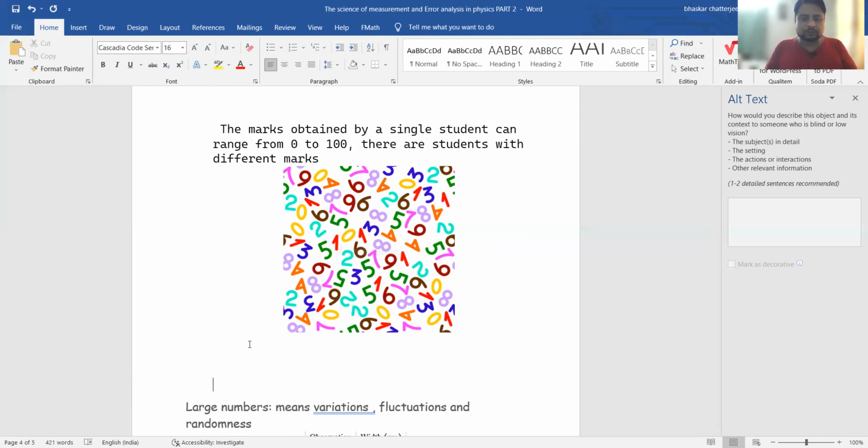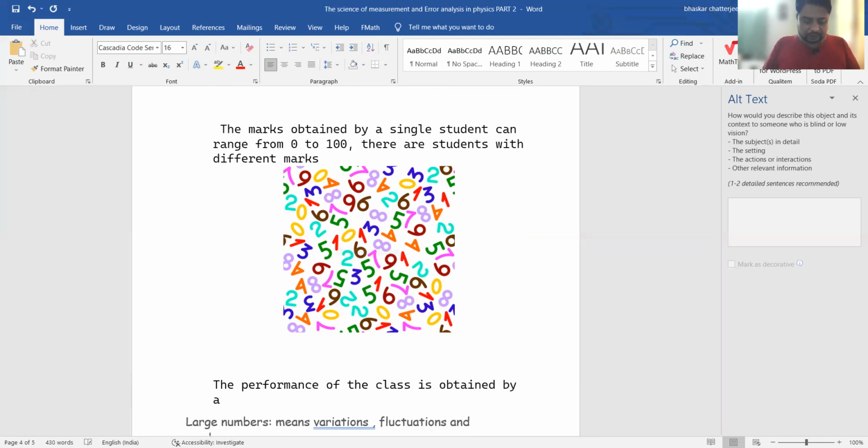How to deal with this situation? The performance of the class is obtained by a quantity called average marks.